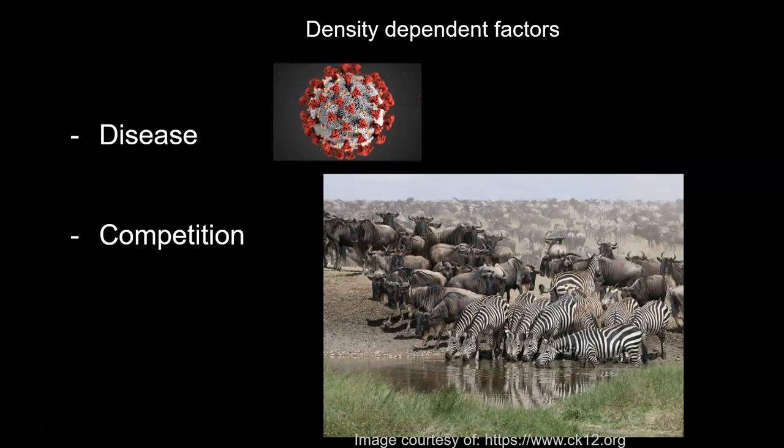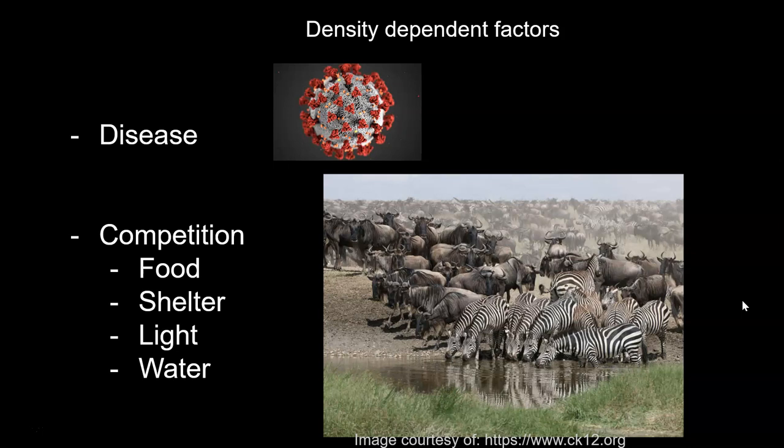The other density dependent factor is things like competition. As you can see here, there's a bunch of different animals competing for a limited water supply. The other things that animals could be competing for that might limit their populations would be things like food. If there's not enough grass, these zebra aren't going to survive.